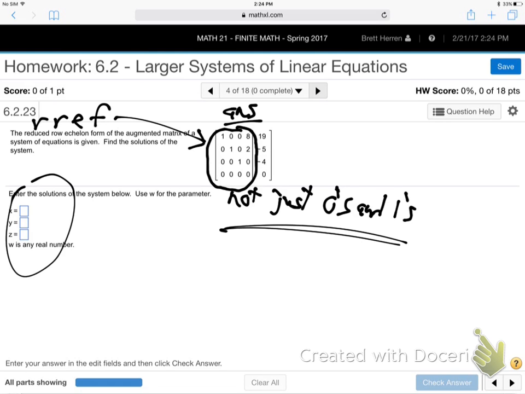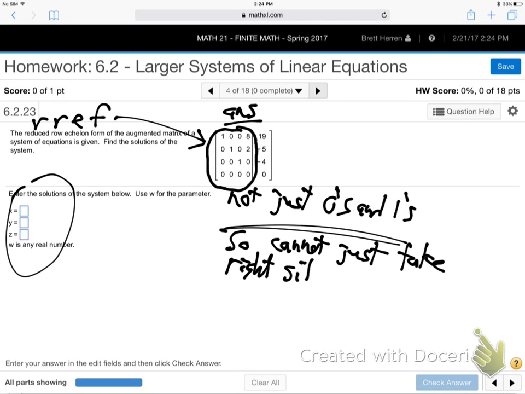So my point is, you cannot just take the right side as your answers.